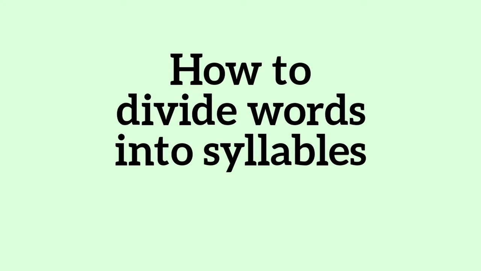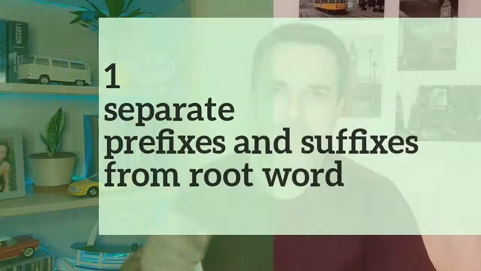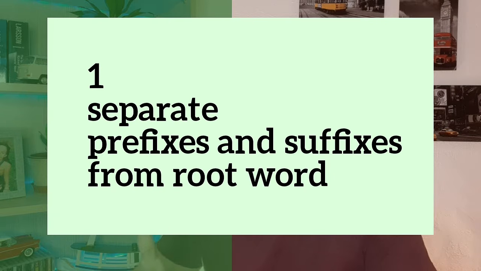Well, now that we know what a syllable is, it's time to learn how to divide words into syllables. And we'll see 6 easy steps to do it. And step number 1 is this: separate prefixes and suffixes from root words.